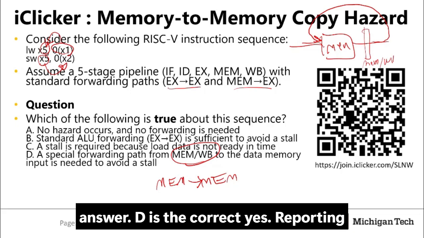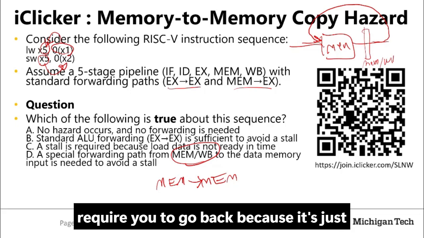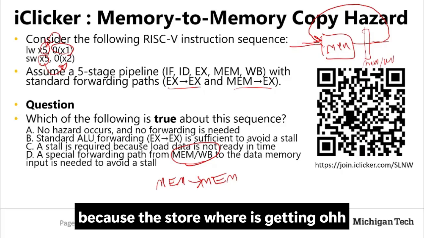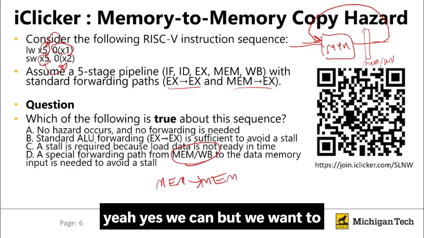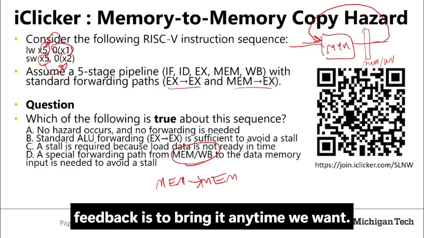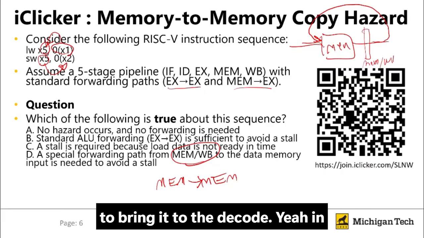This is the correct answer. Yes? Porting from decode to memory, like memory to decode, which would require you to go back, because it's just decode? Yeah, because from the decode stage, because the store word is getting... yes, we can, but we want to make it shorter. The reason for using feedback is to bring it anytime we want it. We are adding hardware. We don't need to bring it to the decode.